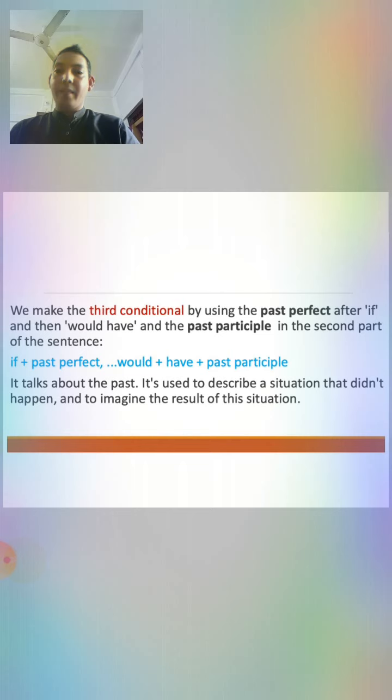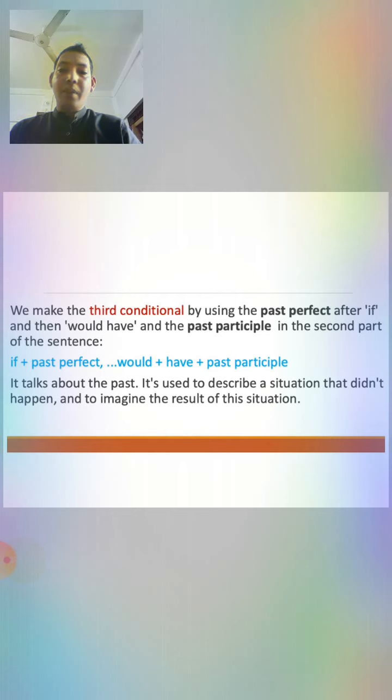Before that, you need to remember all this structure. How can I make the zero conditional, first conditional, second conditional, third conditional? What's the difference between all of them, and what's the structure? So if you look at all these things, you can analyze them, and you can understand all these things, and you can make sentences also.